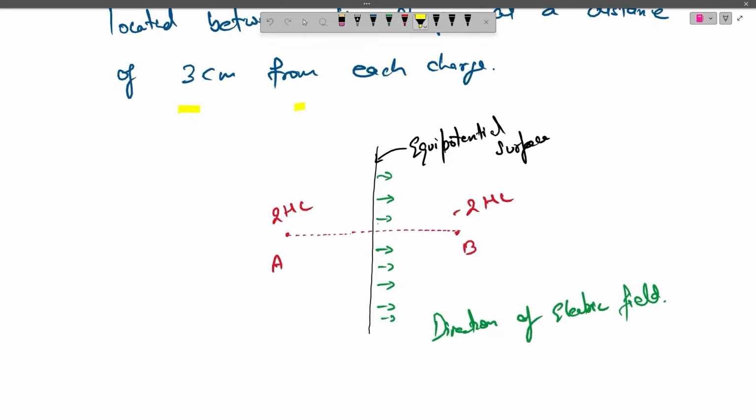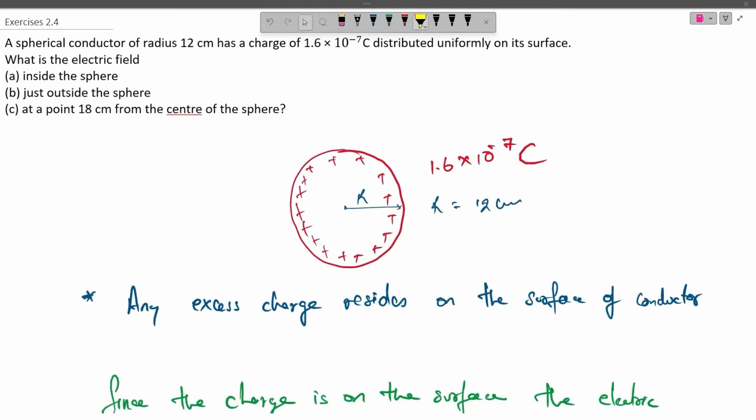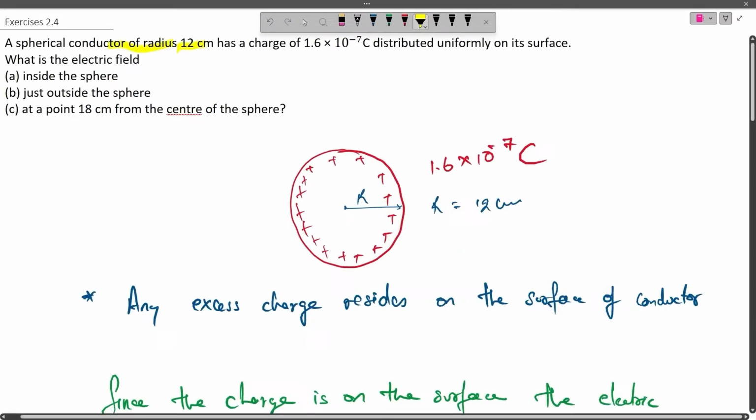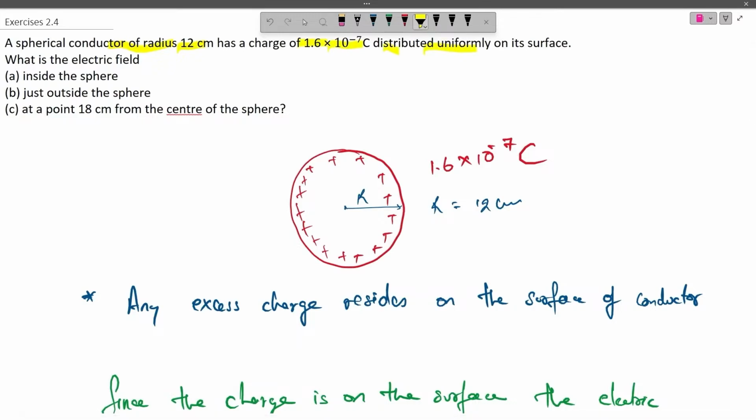The question says that a spherical conductor of radius 12 centimeter has a charge of 1.6 into 10 to the power minus 7 coulomb distributed uniformly on its surface. What is the electric field inside the sphere, just outside the sphere, and at the point 18 centimeter from the center of the sphere?